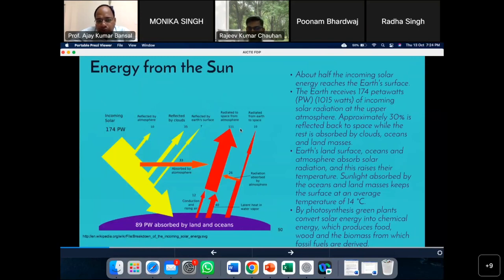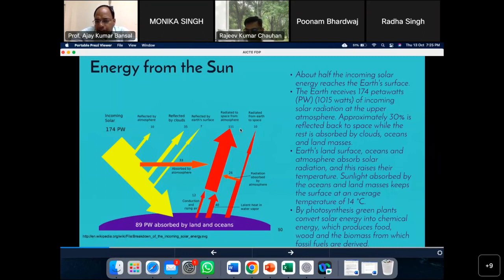So the solar energy which will be coming, we are only using a very small amount of it. You can see from this that we have 174 petawatt of energy coming from the sun, and only 1 to 2% of that energy we will be able to use, because the majority of the power generated will be absorbed by the land and ocean area, and also absorbed by the atmosphere, and only a very small amount is available to be used.